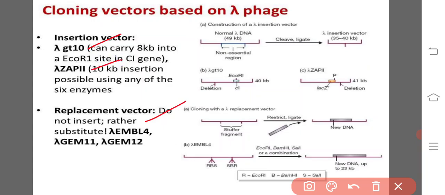And in the replacement vectors, most of the non-essential region is deleted and replaced with the desired DNA of about 8 to 24 kb in length. These vectors have two cleavage sites for restriction endonucleases which bound the deleted region. This region is replaced by the DNA insert in the process of cloning. The best example is lambda EMBL4. So here we are removing the fragment and inserting the new one, but here substituting the new one.